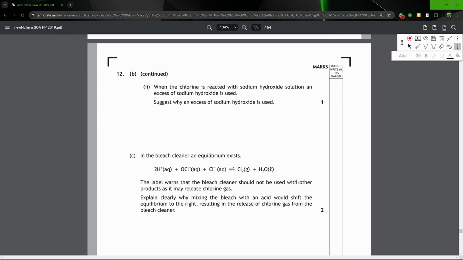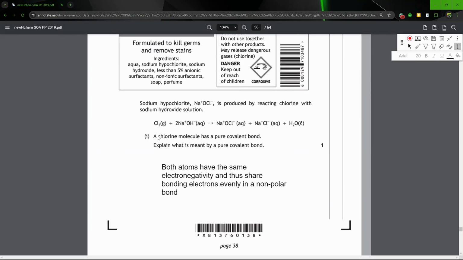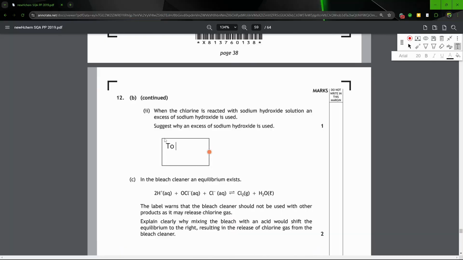When the chlorine is reacted with sodium hydroxide solution, an excess of sodium hydroxide is used. Suggest why an excess of sodium hydroxide is used. That basically means that we want to get rid of all the chlorine. So we're just going to say to make sure that all the chlorine is used up, is reacted.